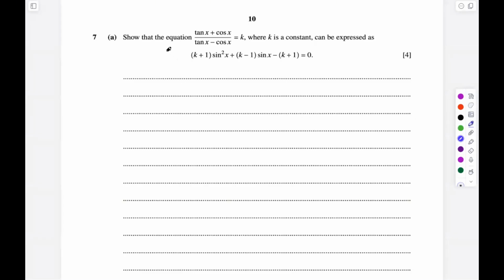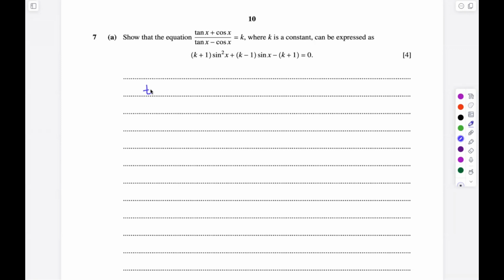Question 7a, we have to show that the equation (tan x + cos x)/(tan x − cos x) = k, where k is a constant, can be expressed as (k + 1) sin²x + (k − 1) sin x − (k + 1) = 0. Now, whenever we have to prove any trigonometric equation, we'll start off by using any of the identities that we know. So now we know that tan x can be written as sine upon cos.